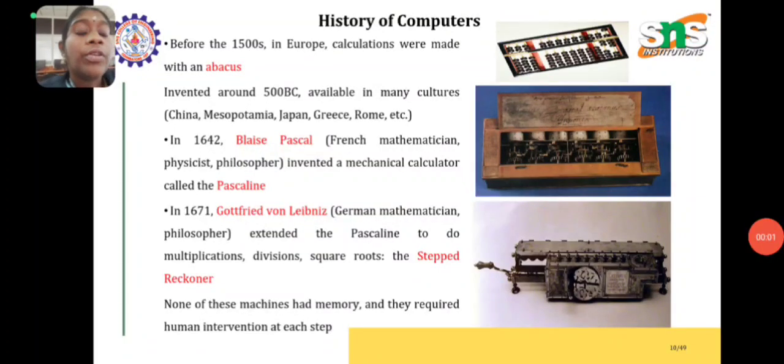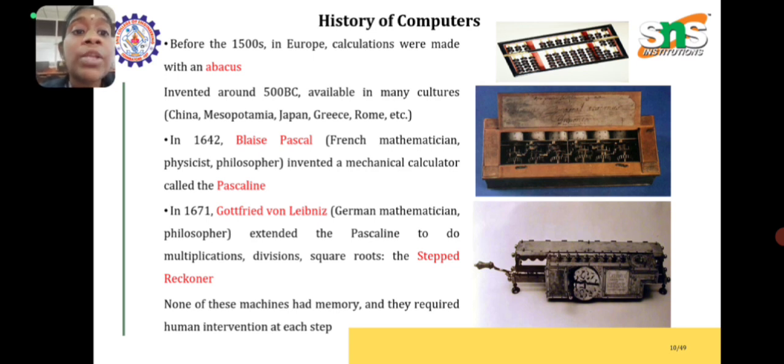Okay, now we are going to see the history of computers. Before the 1500s in Europe, calculations were made with an abacus, which many cultures invented around 500 BC, in China, Mesopotamia, Japan, Greece, Rome, etc. And in 1642, a French mathematician, physicist, and philosopher invented a mechanical calculator named the Pascaline.